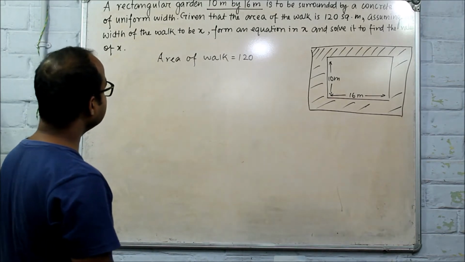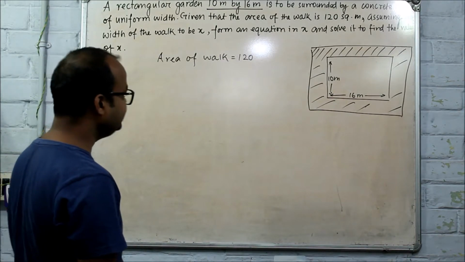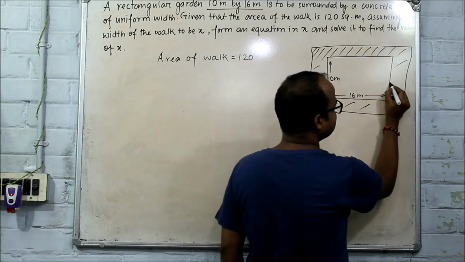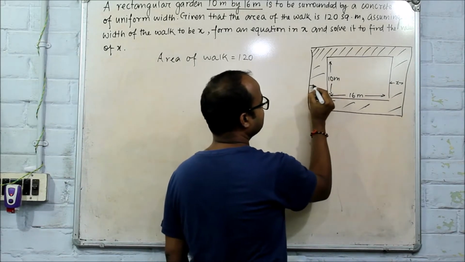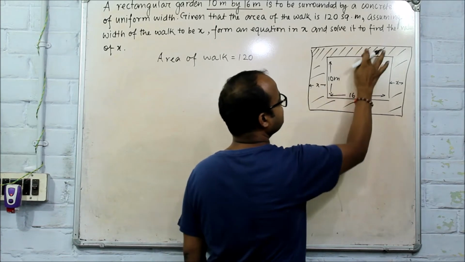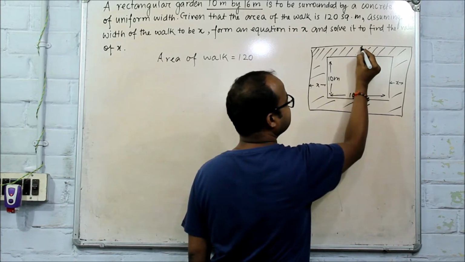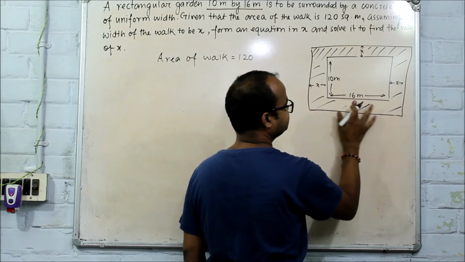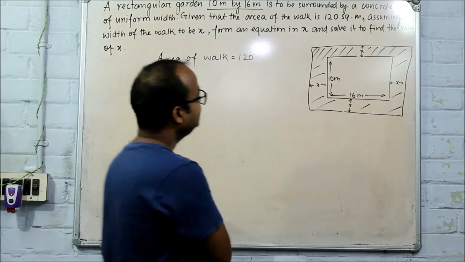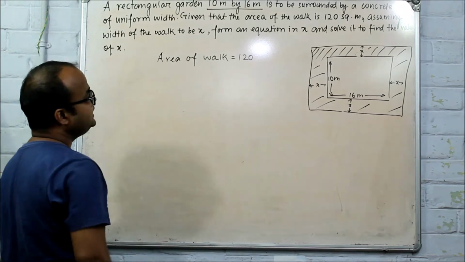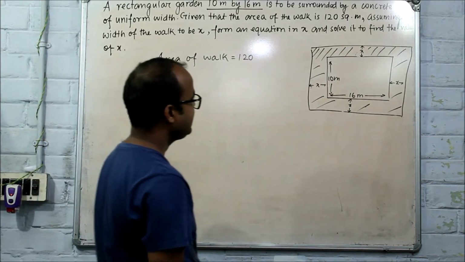Assuming the width of the walk to be x, that means this width is given as x. It is uniform, so on all sides it will be x. Form an equation in x.